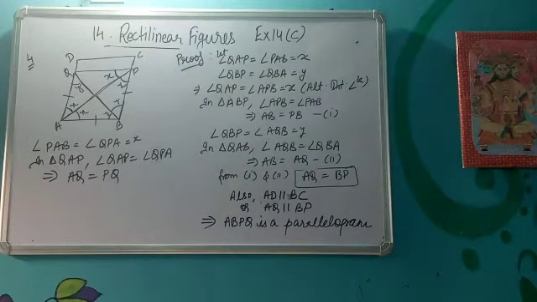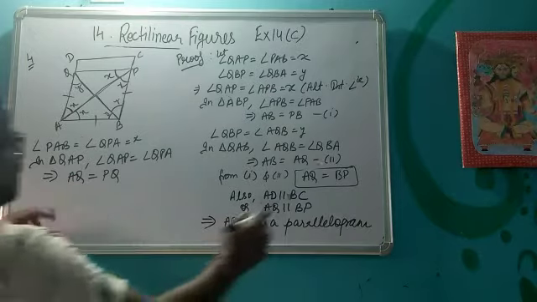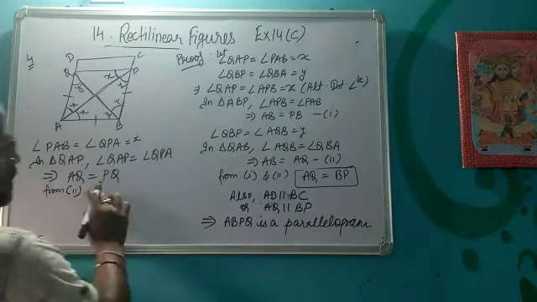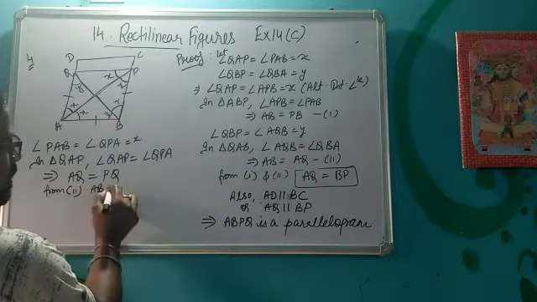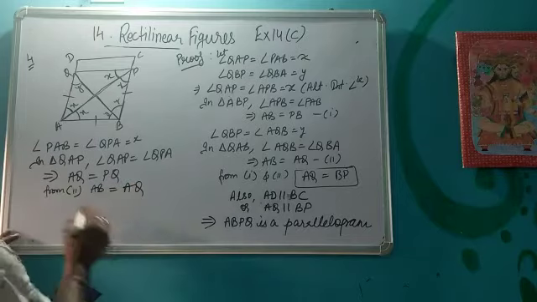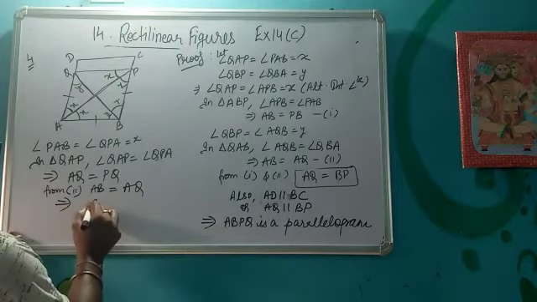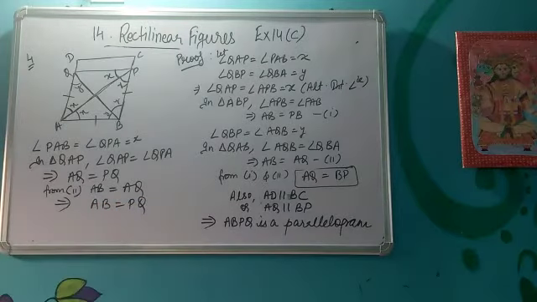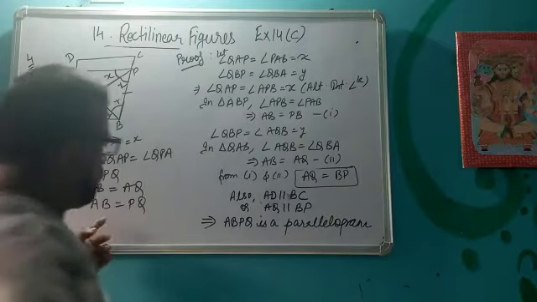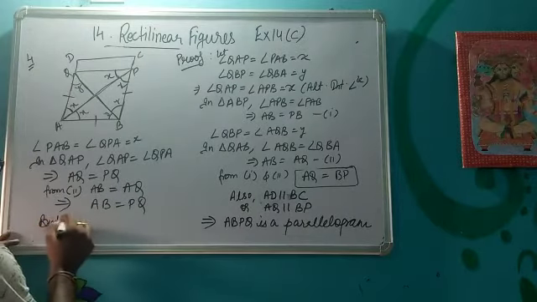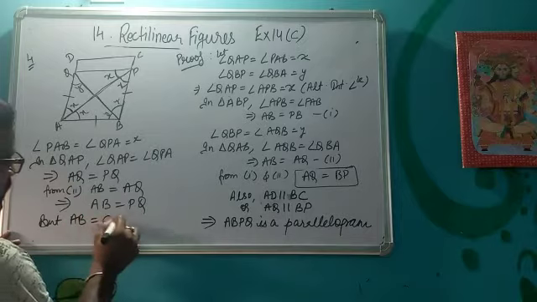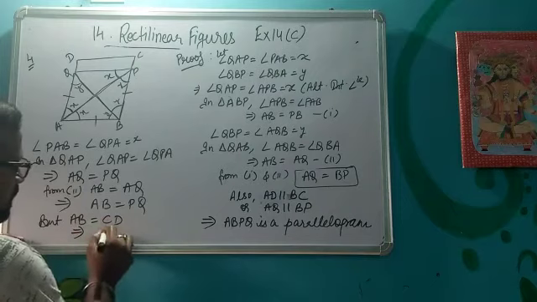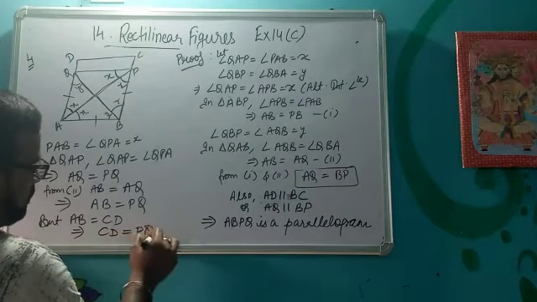AQ equal to PQ we got. Now from the second, what we know in the second? AB equal to AQ. So that means what we get? AB is equal to PQ. But AB equal to CD, that we know since it is a parallelogram. So it becomes CD equal to PQ.